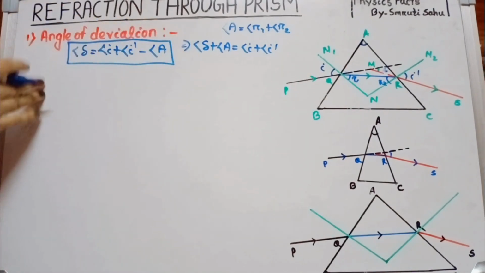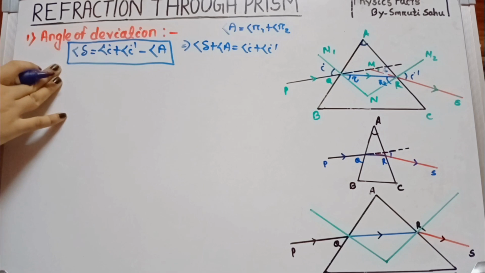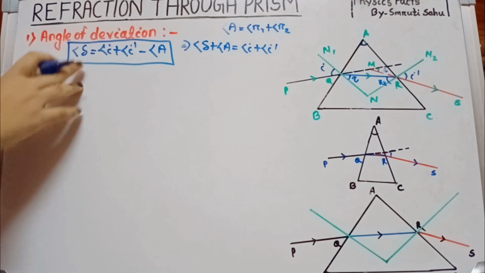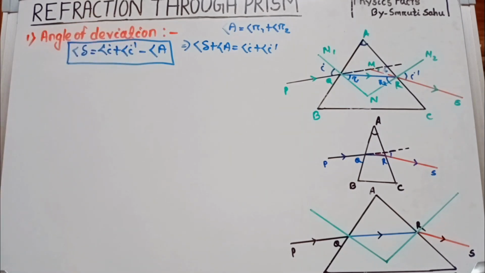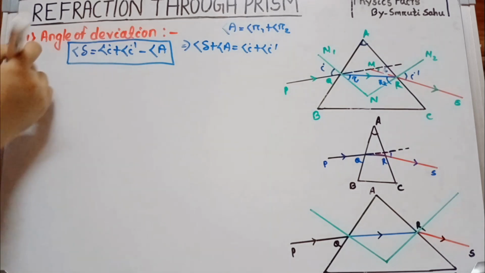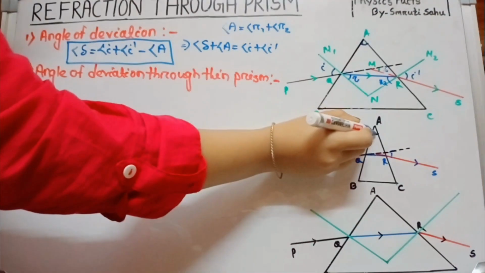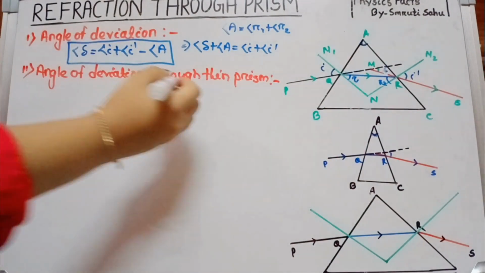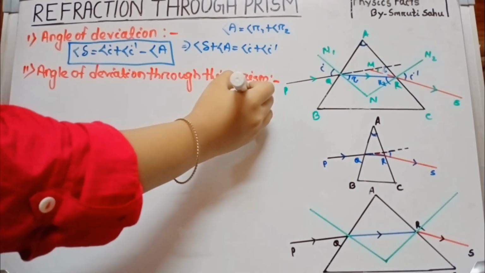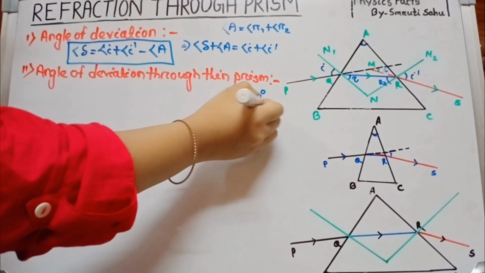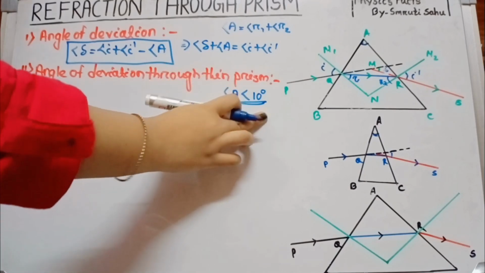Now, when we consider a general prism, this equation is applicable. That means delta depends on the angle of incidence, angle of emergence and angle of prism. Now let's go to the angle of deviation through a thin prism. When we consider a thin prism, the angle of prism is very small. How small? The angle of prism is less than 10 degrees. In that case, the prism is called a thin prism.